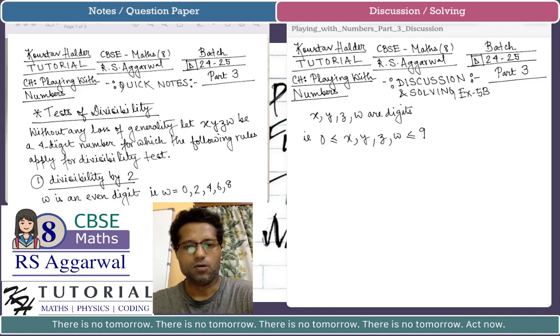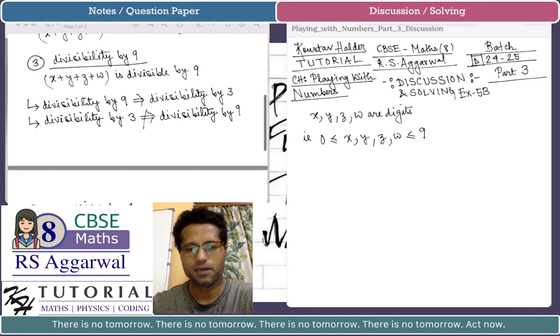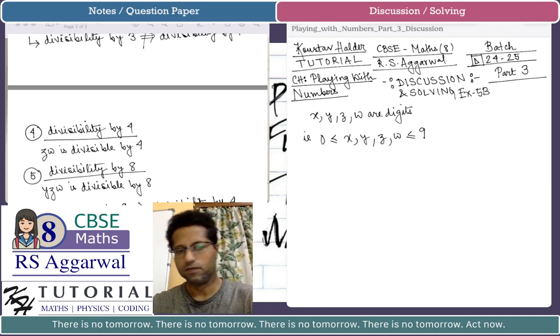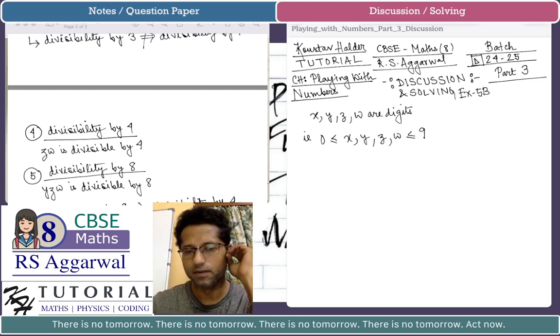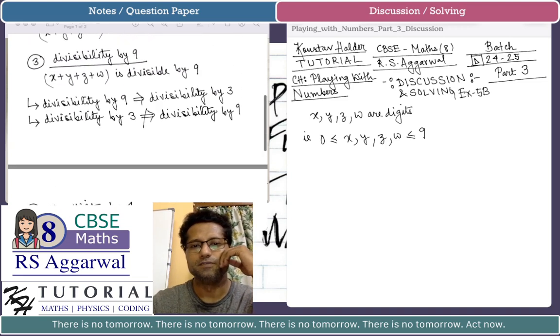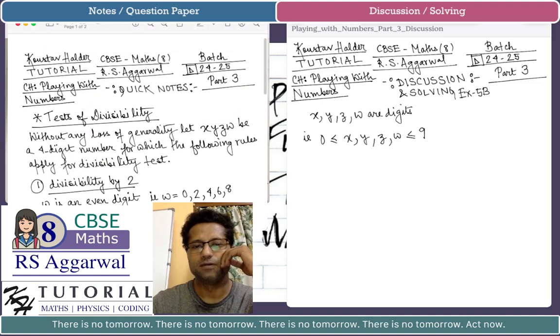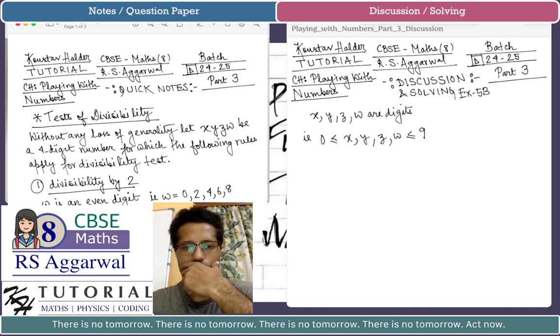Okay. Now, the reason that I have considered a 4-digit number is for the discussion of divisibility by 4 and 8. To check the divisibility of a number by 8, we need at least 3 digits. So that is the reason I have taken 4 digits. I could have also taken 3 digits, but it is better if we take 4 or 5 digits to discuss the rules of the divisibility tests.